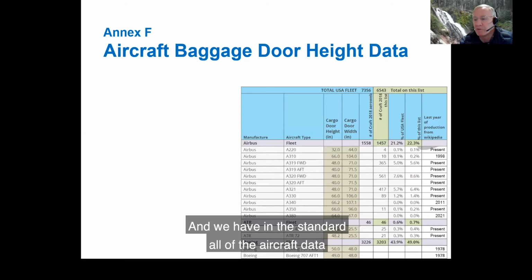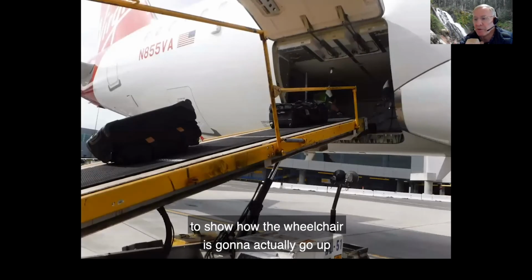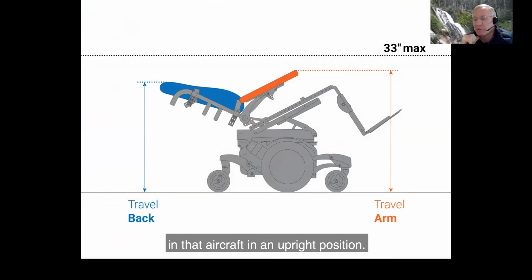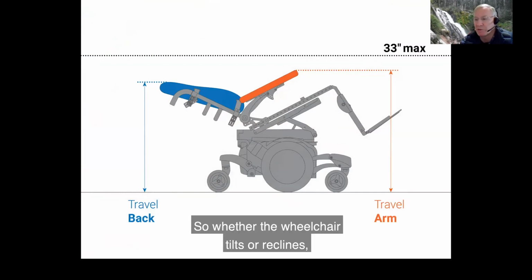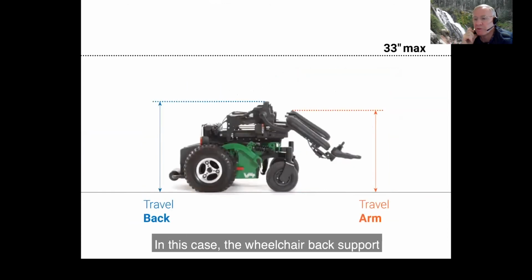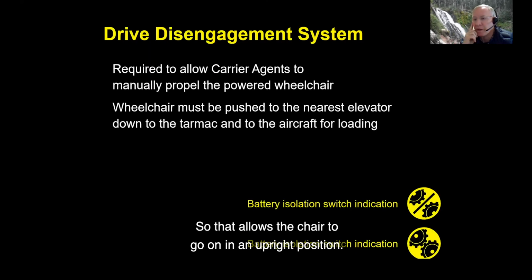And we have in the standard all of the aircraft data to show how the wheelchair is going to actually go up in an upright position and be able to be stored in that aircraft in an upright position. So whether the wheelchair tilts or reclines, it has to reduce to 33 inches. In this case, the wheelchair back support completely folds forward after the back removes. So that allows the chair to go on in an upright position.